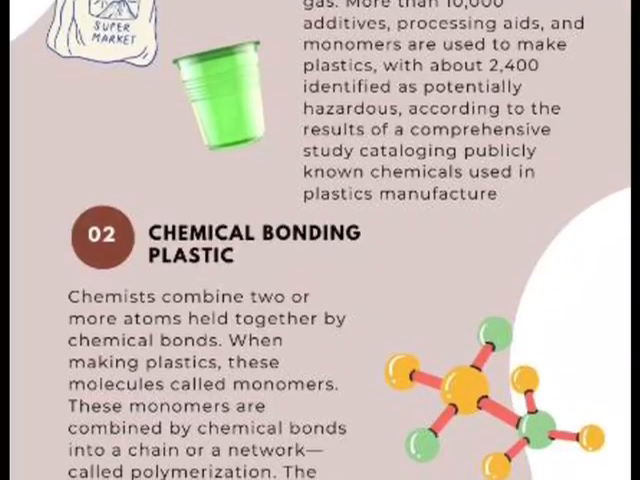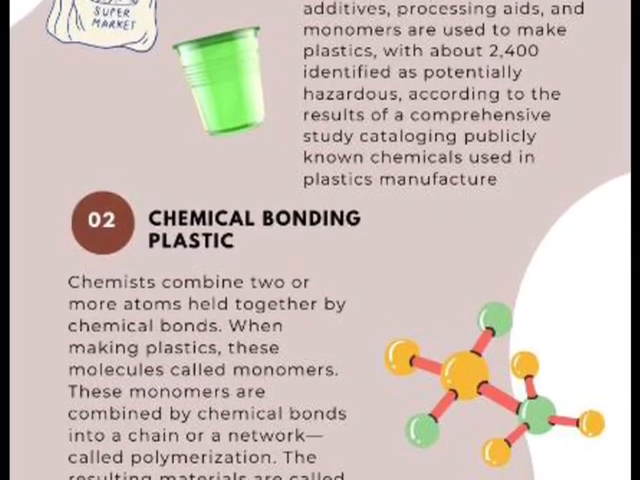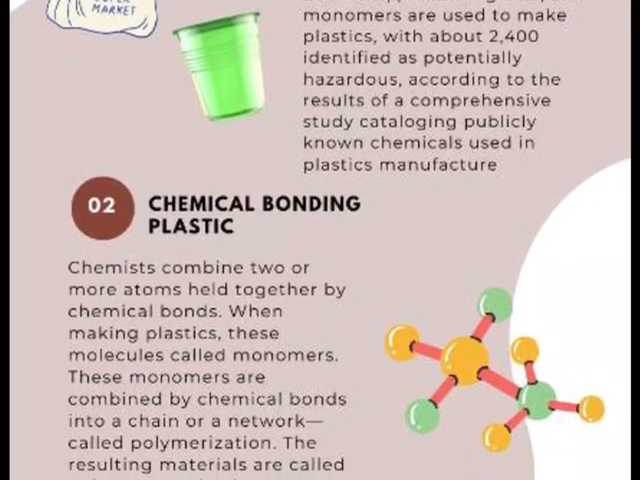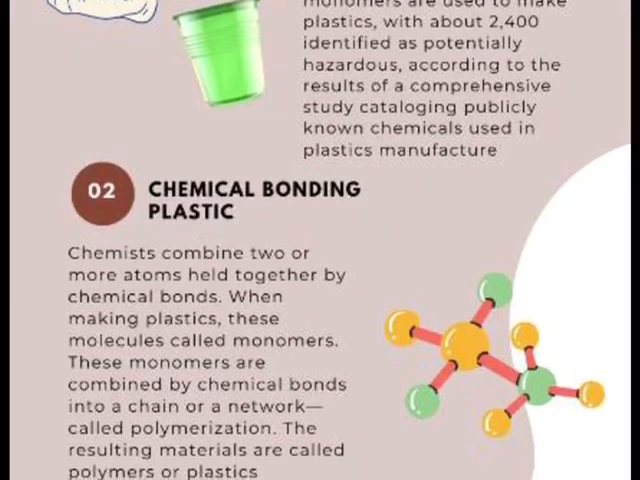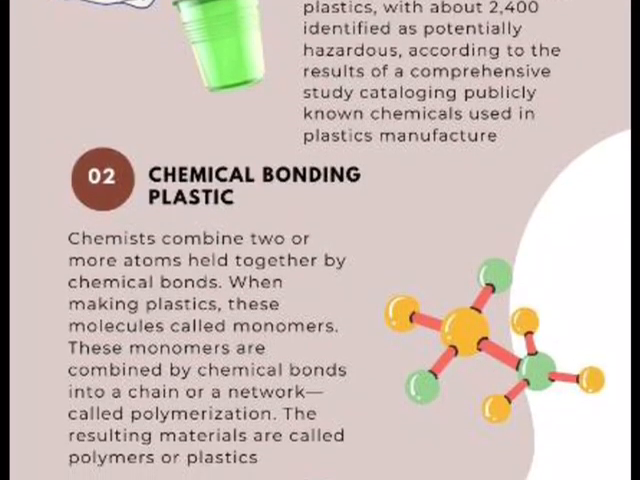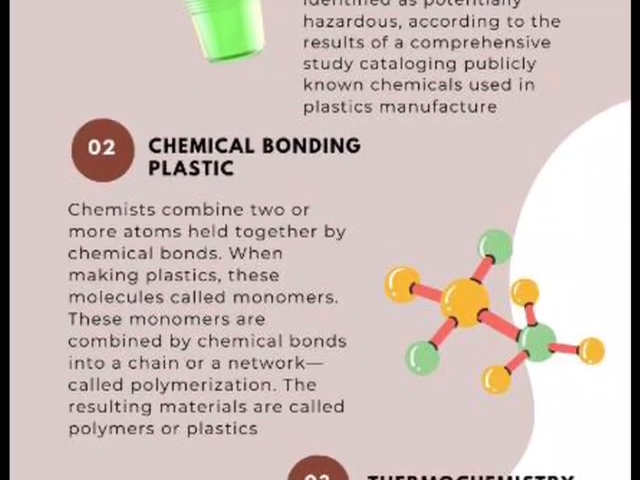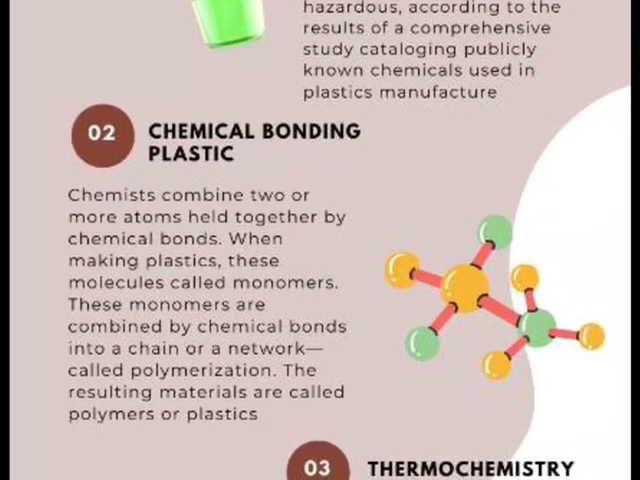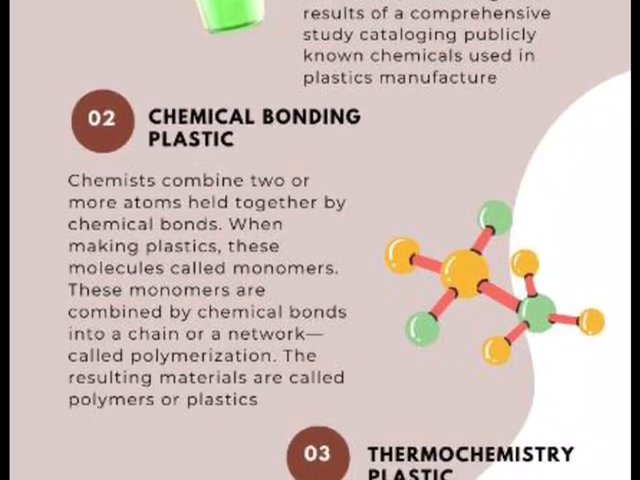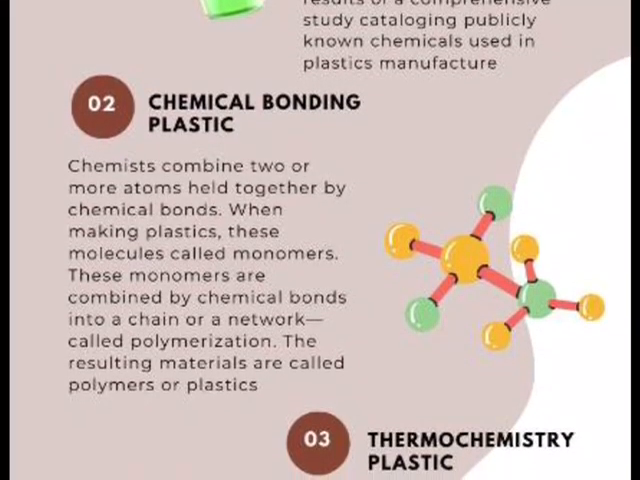More than 10,000 additives, processing aids, and monomers are used to make plastic, with about 2,400 identified as potentially hazardous, according to the results of a comprehensive study cataloging publicly known chemical use in plastic manufacture.